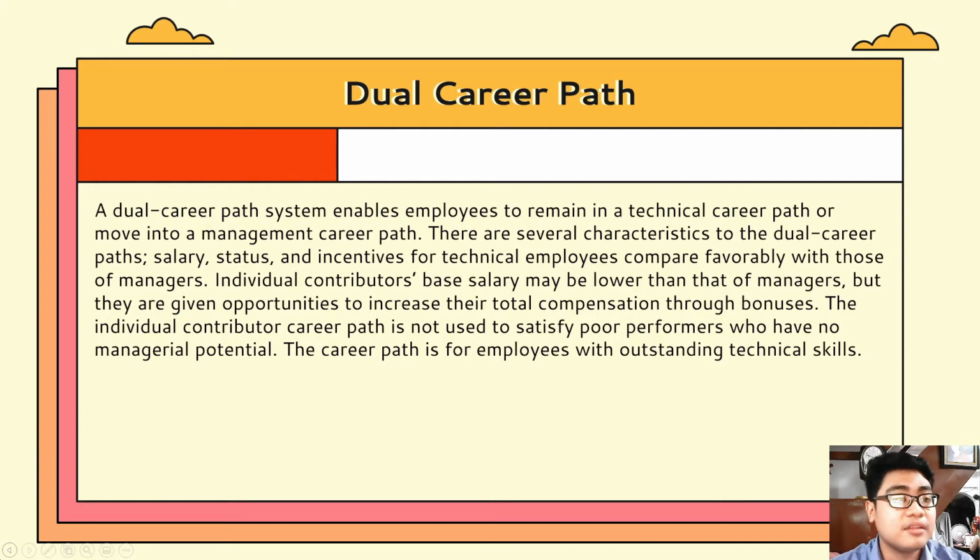A dual career path system enables employees to remain in a technical career path or move into a management career path. There are several characteristics to a dual career path. Salary, status, and incentives for technical employees compare favorably with those of managers. Individual contributors' base salary may be lower than that of managers, but they are given the opportunity to increase their total compensation through bonuses. The individual contributor career path is not used to satisfy poor performers who have no managerial potential. The career path is for employees with outstanding technical skills.